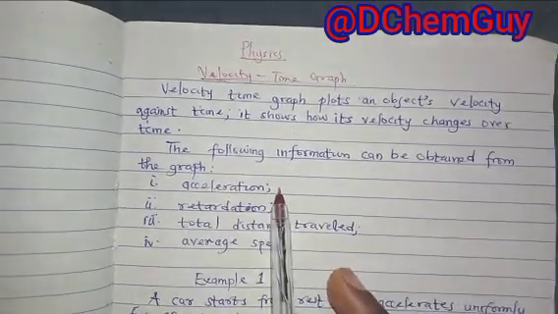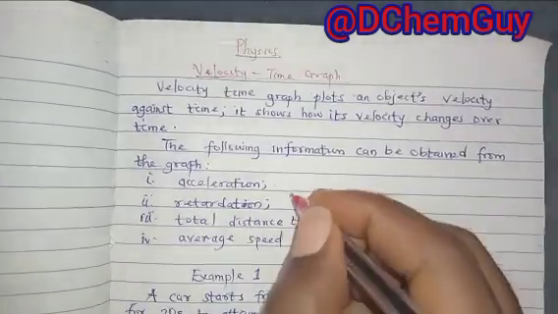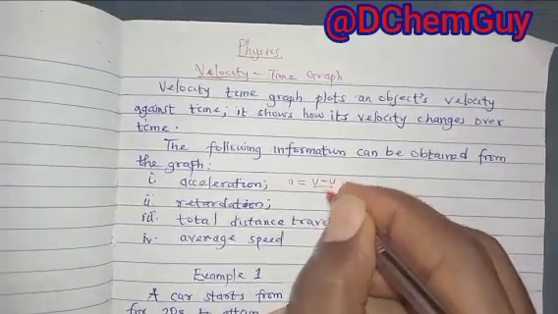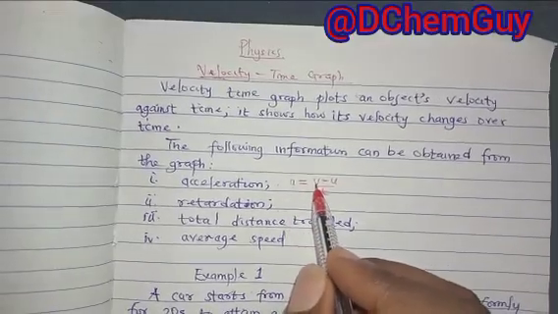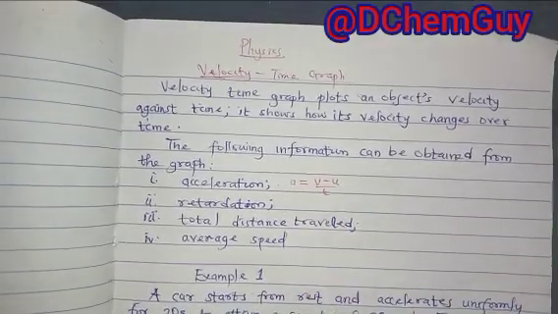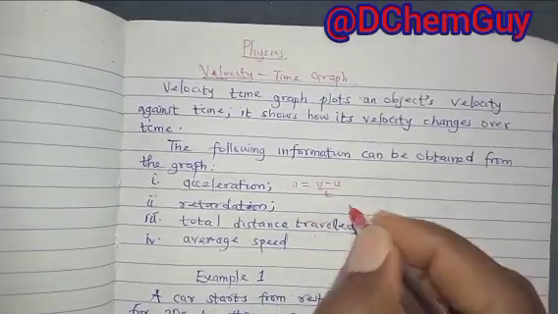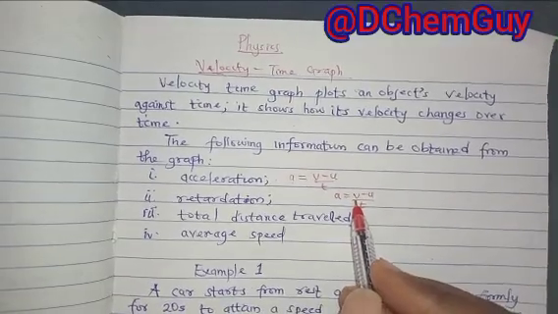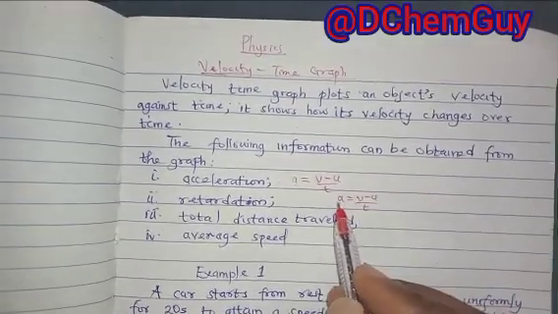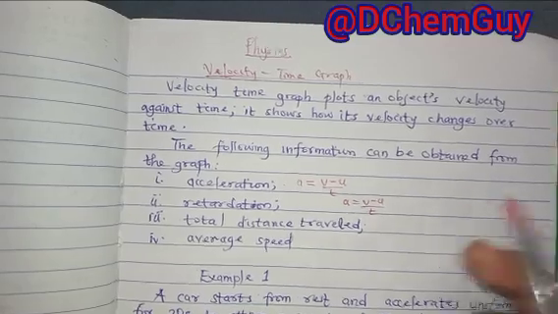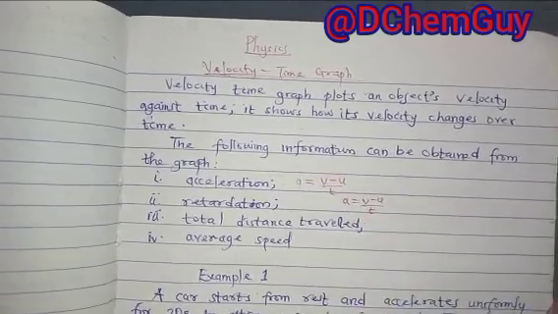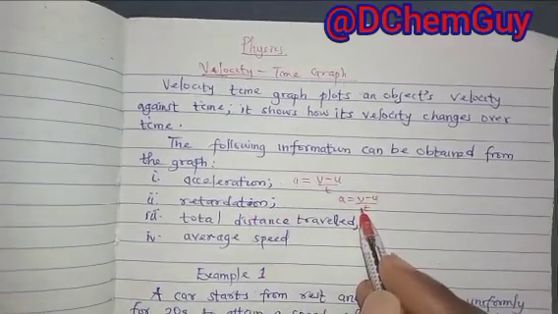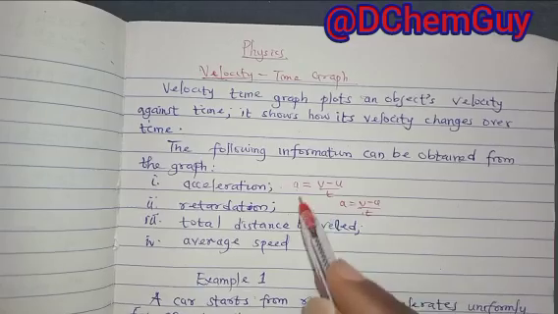the graph? Number one, we can get acceleration, and you recall the formula for acceleration: a equals v minus u over t. That is, a equals final velocity minus initial velocity over time. Now, for retardation, we use the same formula, but when you use it, you are going to get a negative value. So you just multiply it by minus to get a positive answer, or just ignore the negative value. Okay, so that's how to look for the retardation. It's almost the same formula as acceleration.